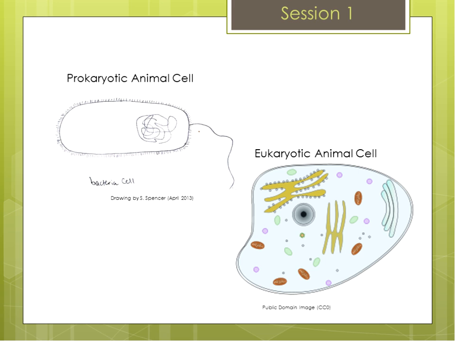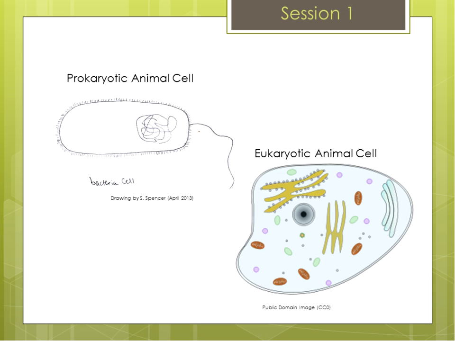So here are a couple of drawings just to show you the big differences between prokaryotic and eukaryotic. This says prokaryotic animal cell, and I'm sorry about that, that is a typo. It's not an animal cell because it's prokaryotic, so it can't be animal. So this is just a prokaryotic cell, and I wrote down here it is a bacteria cell.